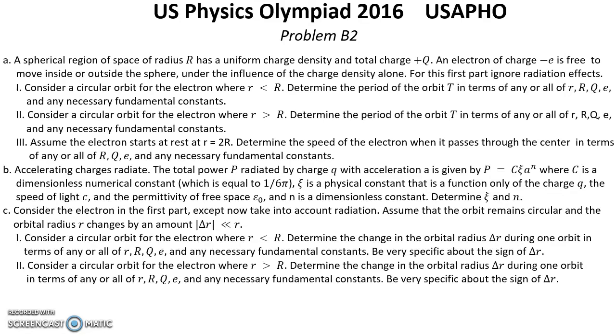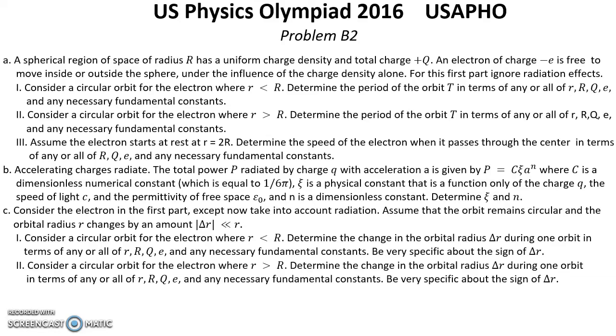Question 1. Consider a circular orbit for the electron where small r is less than big R. Determine the period of the orbit T in terms of any or all of small r, big R, Q, e, and any necessary fundamental constants.